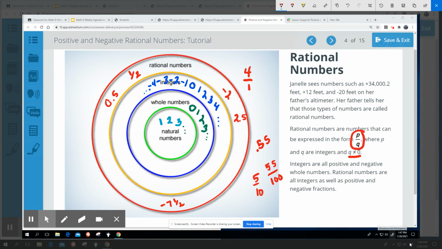We cannot have a bottom number as 0 because 0 cannot divide into anything. We've talked about that several times this year. So that's why it says Q cannot equal 0.